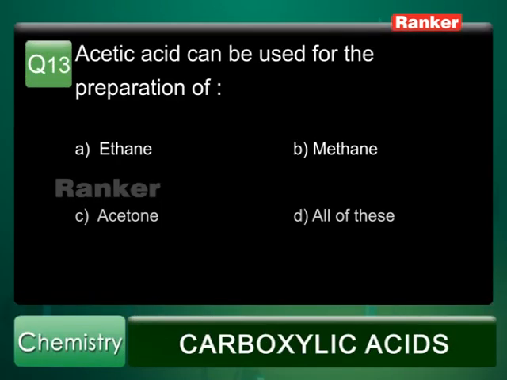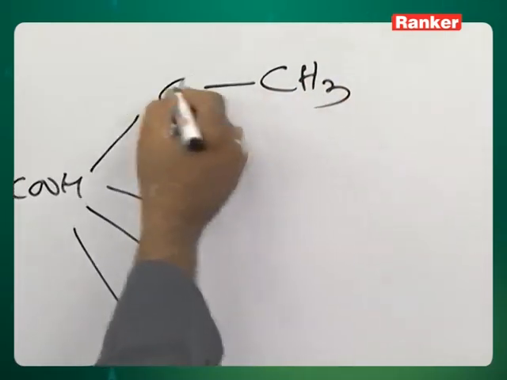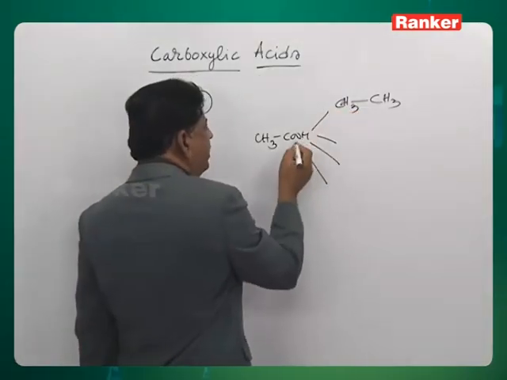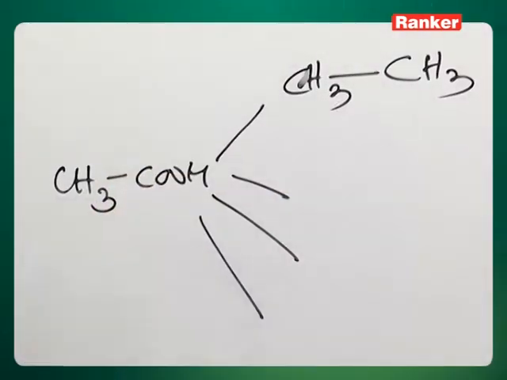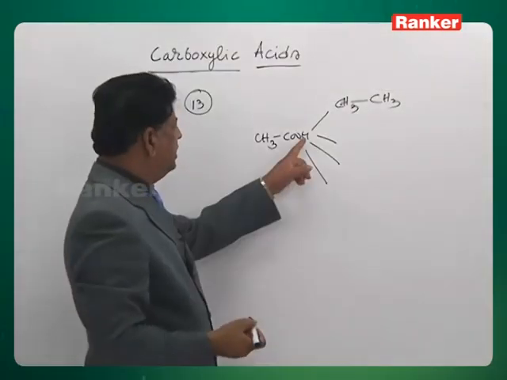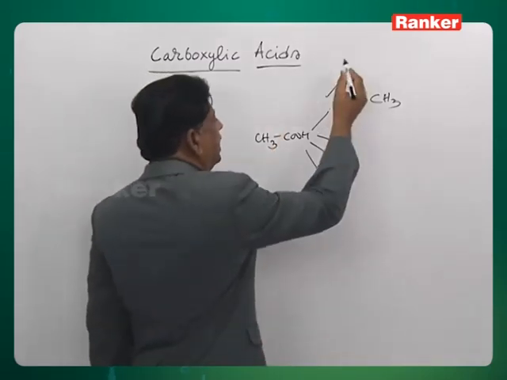13th question. The acetic acid can be used for the preparation of. So, starting with acetic acid, which of the following compounds can be prepared is the question. 3, 4 answers are there, but which answer comes? Well, let us say ethane. If you want to prepare a 2 carbon compound with the CH3, it can be prepared, make a sodium salt, and even with a HI phosphorus reduction will give ethane, or make a sodium salt and do the Kolbe electrolysis, ethane can be prepared. Okay, right.